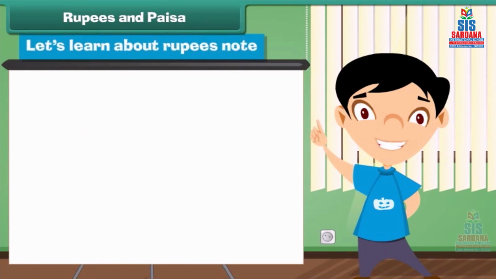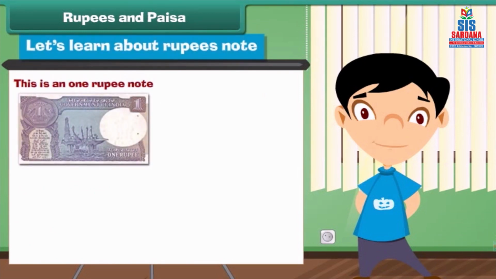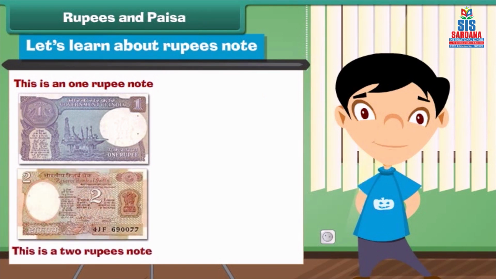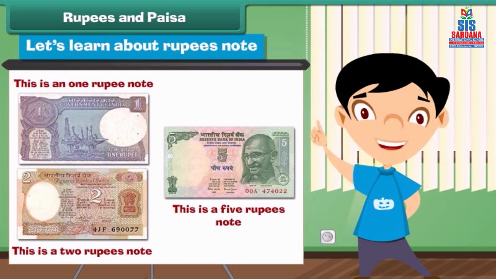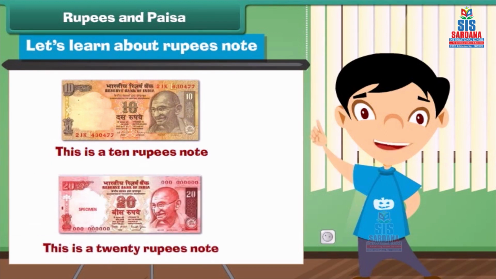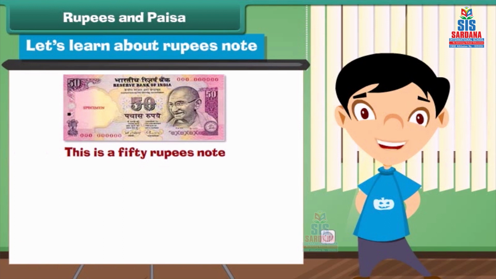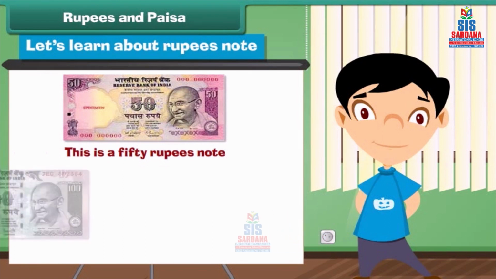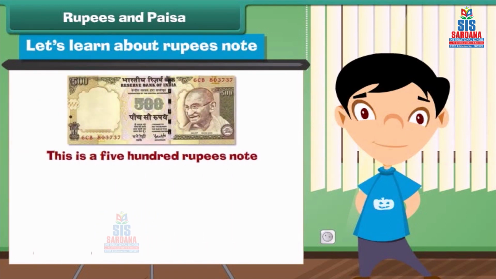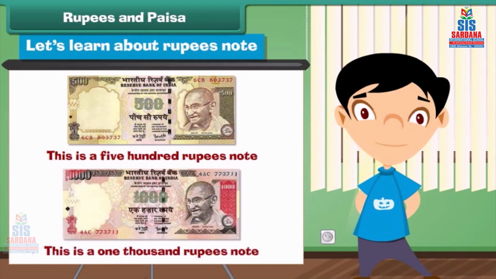Let's learn about rupees note. This is an 1 rupee note. This is a 2 rupees note. This is a 5 rupees note. This is a 10 rupees note. This is a 20 rupees note. This is a 50 rupees note. This is a 100 rupees note. This is a 500 rupees note. And this is a 1000 rupees note.